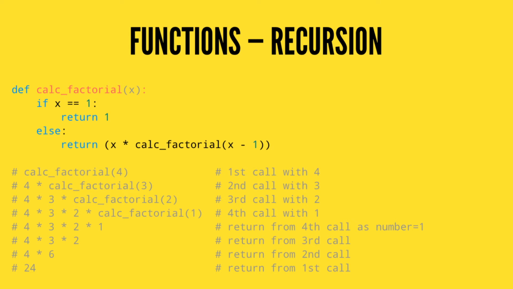As you can see underneath, we pass the number 4, and then it'd do 4 times calc factorial 3, because it was x minus 1, but it's calling itself again, so it'd be 4 times 3 times calc factorial 2, and so on, calc factorial 1, and then it would times it all together. So that is recursion, calling a function within itself.